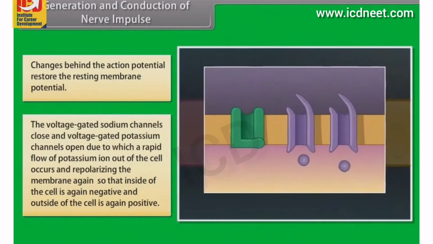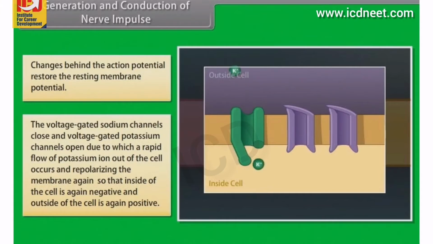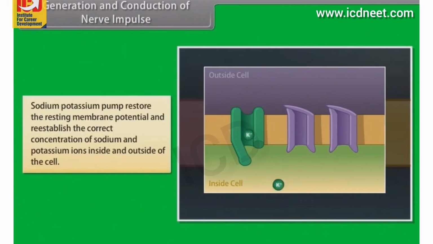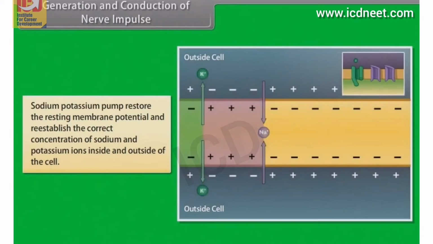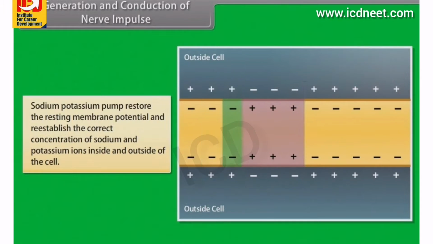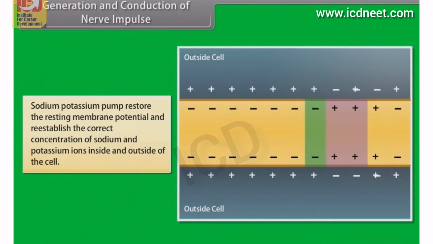The voltage-gated sodium channels close and voltage-gated potassium channels open, due to which a rapid flow of potassium ions out of the cell occurs, repolarizing the membrane again, so that the inside of the cell is again negative and the outside of the cell is again positive. Sodium-potassium pump restores the resting membrane potential and re-establishes the correct concentration of sodium and potassium ions inside and outside of the cell.